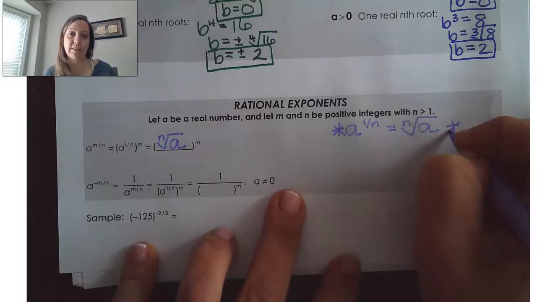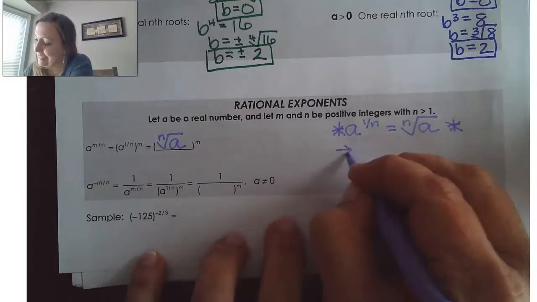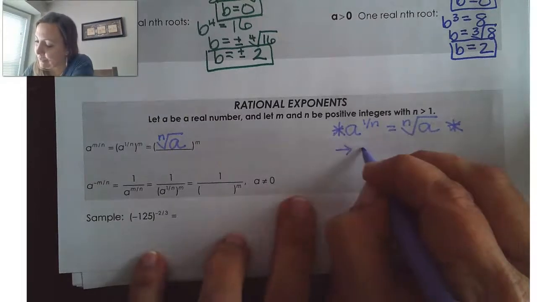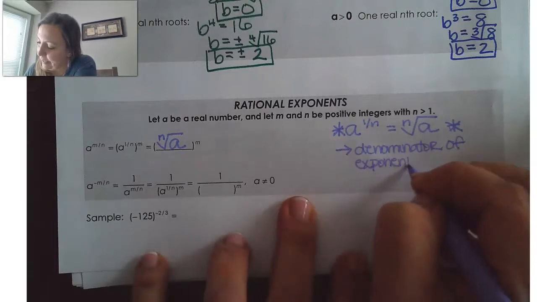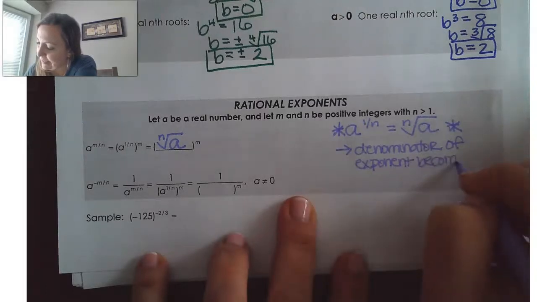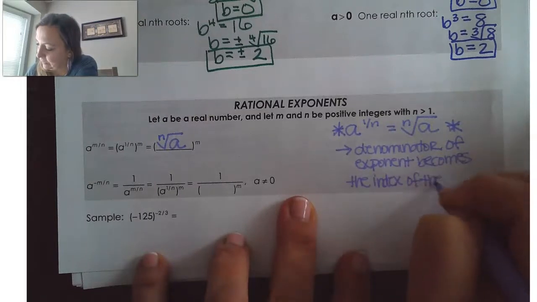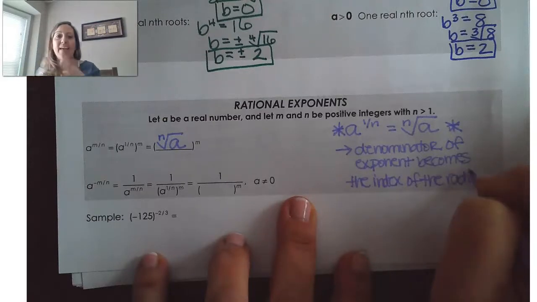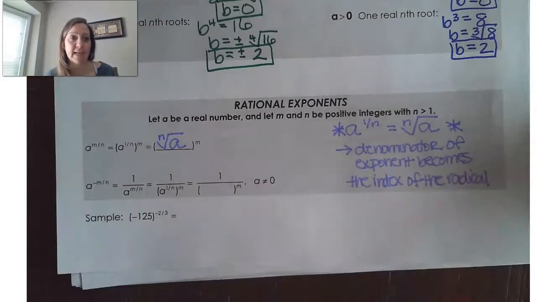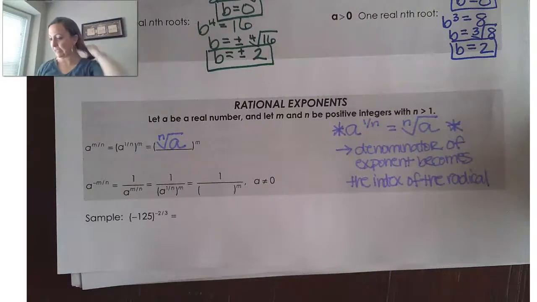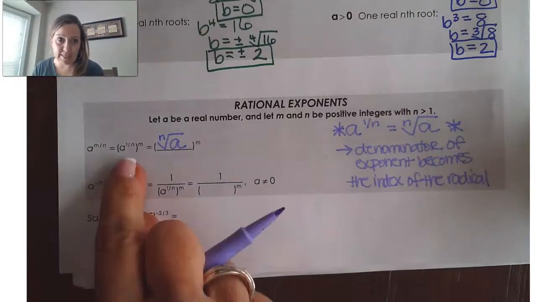Okay? Essentially what's happening is that when you have rational exponents, the denominator of your rational exponent becomes the index of the radical. Okay, that's the relationship that we're looking at today, that the denominator of your exponent is going to become the index of your radical.